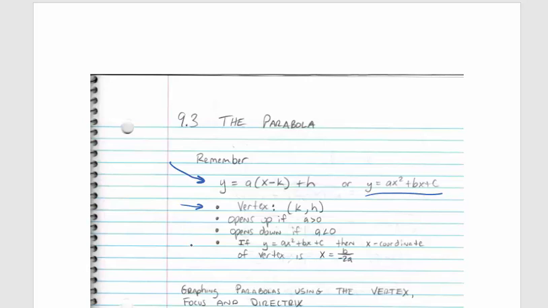And if we have it in descending order, y equals ax squared plus bx plus c, then the x-coordinate of the vertex is x equals b over negative 2a. So remember, b over negative 2a, and then we can find the y-coordinate by just taking f of whatever that x-coordinate is, and that would give us the y-coordinate to find the vertex of the parabola.